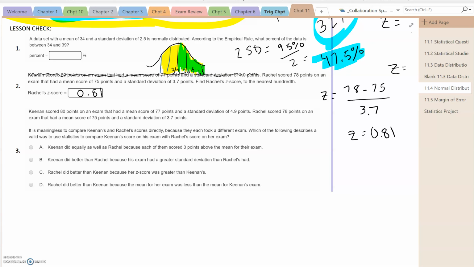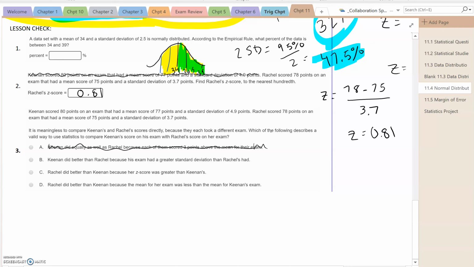Okay, problem 3, it says, it is meaningless to compare Keenan and Rachel's scores directly because they took a different exam. Which of the following describes a valid way to use statistics to compare Keenan's score to his exam with Rachel's score on her exam? So we have some options here. Keenan did equally as well as Rachel because each of them scored 3 points above the mean on their exam. Well, we know that's not true because their exam could have been different difficulty.